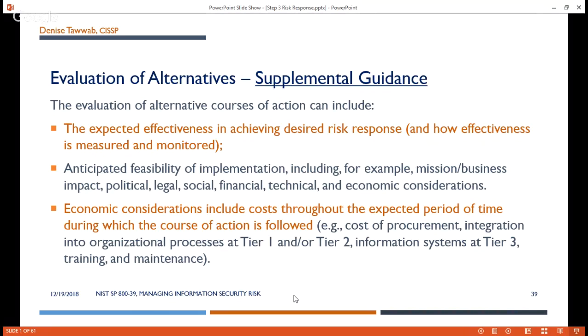Say if your solution is a firewall, well, it's not just how much the firewall costs. It's also how much is it going to cost to integrate that into the network, into your business processes, at tiers 1, 2, and 3, training and ongoing maintenance. So all of that has to be included, and a lot of times people don't cover the full cost evaluating alternatives. I would encourage you to remember that.